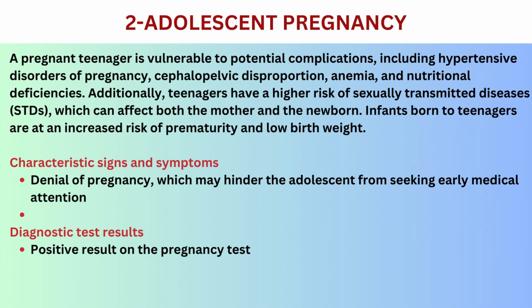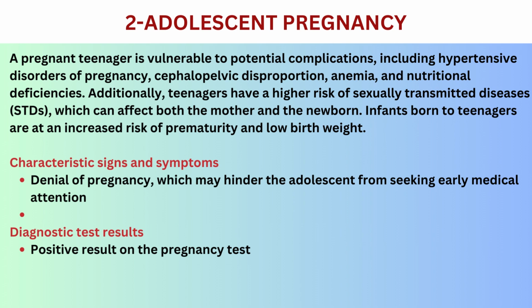Second disorder, adolescent pregnancy. A pregnant teenager is vulnerable to potential complications, including hypertensive disorders of pregnancy, cephalopelvic disproportion, anemia, and nutritional deficiencies. Additionally, teenagers have a high risk of sexually transmitted disease, which can affect both the mother and the newborn. Infants born to teenagers are at an increased risk of prematurity and low birth weight.